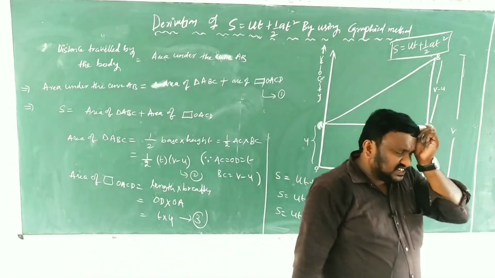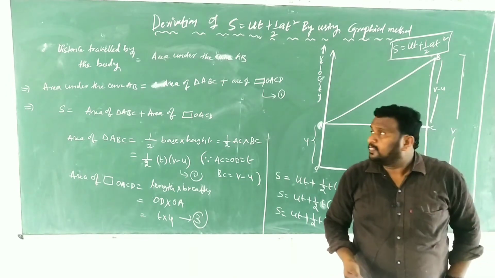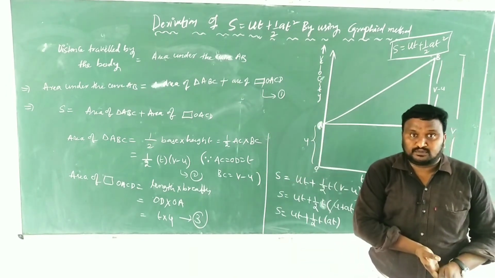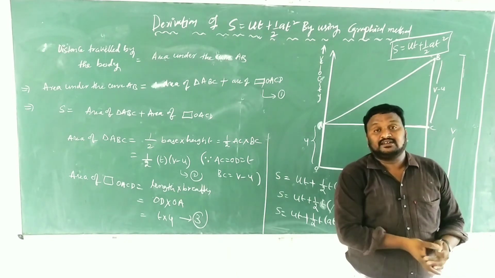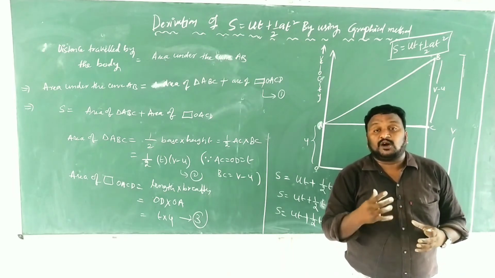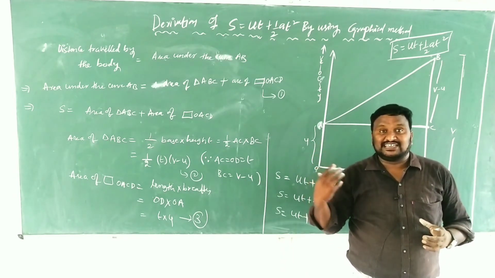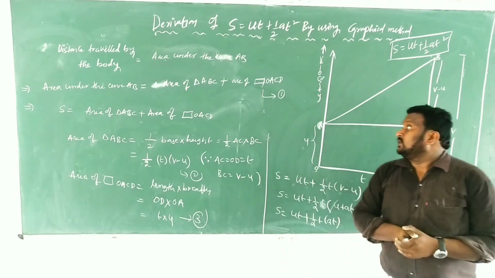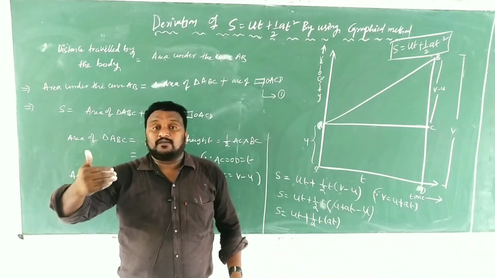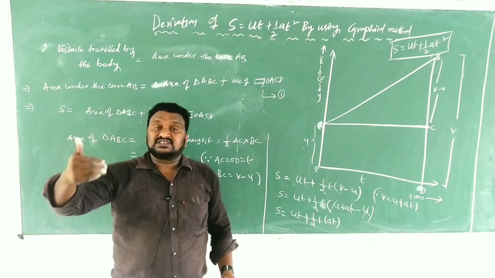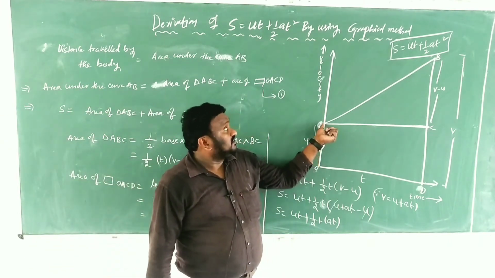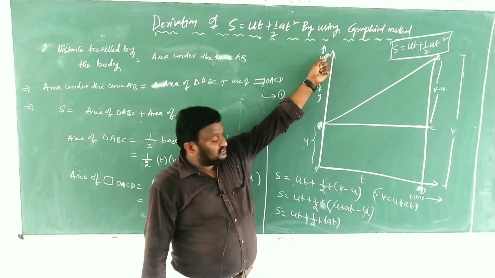See children, very simple and easiest question. Derivation of S is equals to UT plus half AT square by using some graphical method. So for that we need some graph. In this case we have to take the graph between the velocity and time. Then here what is the condition? Initially the velocity of the body is U. After some time its velocity is V. That's why we are taking some graph like this.